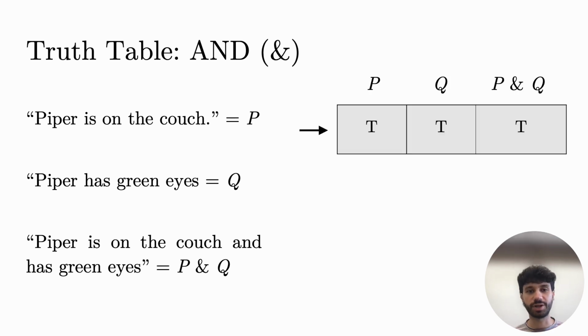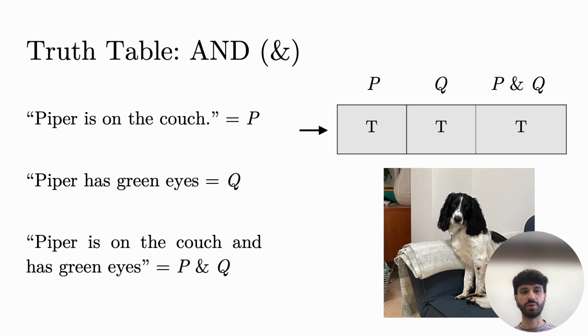All right, so the first possibility that we have is that P is true and that Q is true. So what happens when you combine them? You say P and Q, and that's also true because both P and Q are true. Okay, so in the case where Piper is on the couch and Piper has green eyes, it is the case that she's on the couch right now, and suppose that she has green eyes. So when we combine and say, oh, she's on the couch and has green eyes, that statement is going to be true.